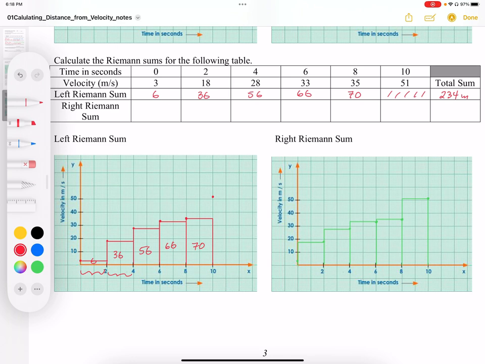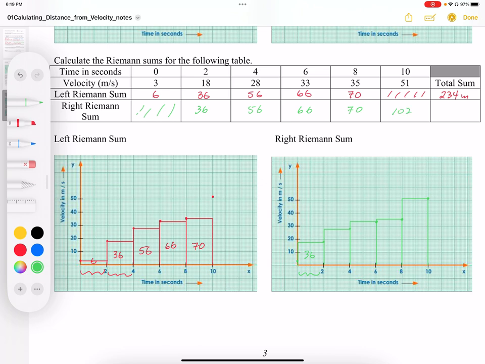For the right Riemann sum, we've done it in green. So for the right edge, I'm going to use the velocity of 18 meters per second. And again, the time interval is 2 seconds. So we're going to end up with 36 meters. For the next interval, we're going to end up with 56. We're going to end up with 66, 70. And then for the right edge, we're going to use that last rectangle, which is 102.